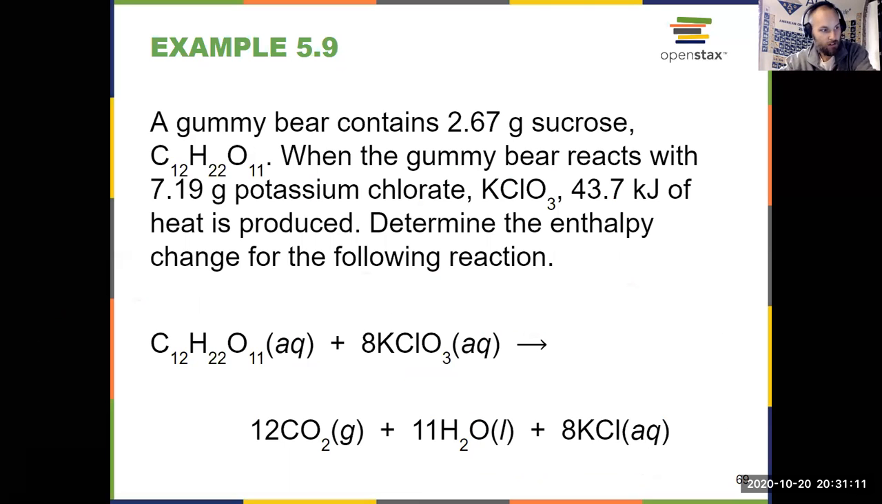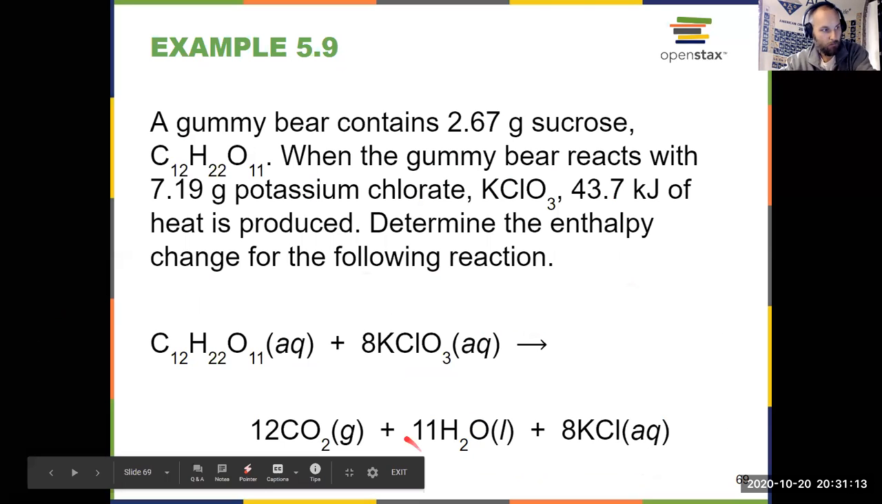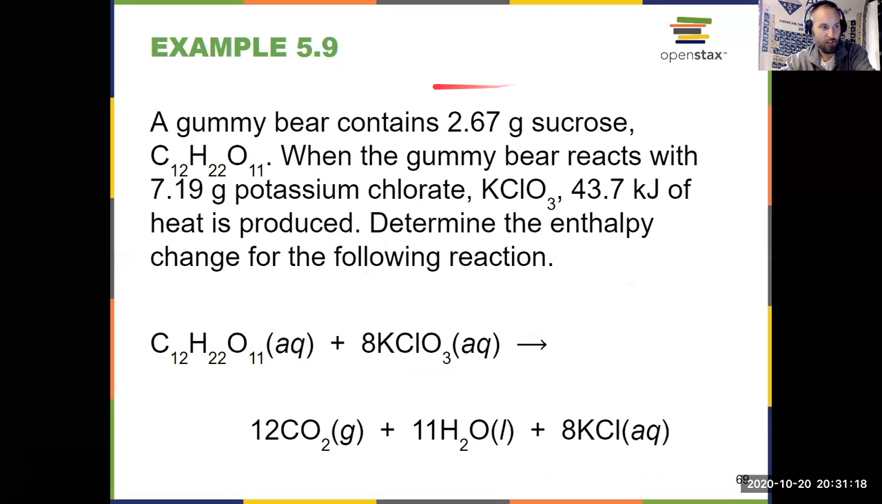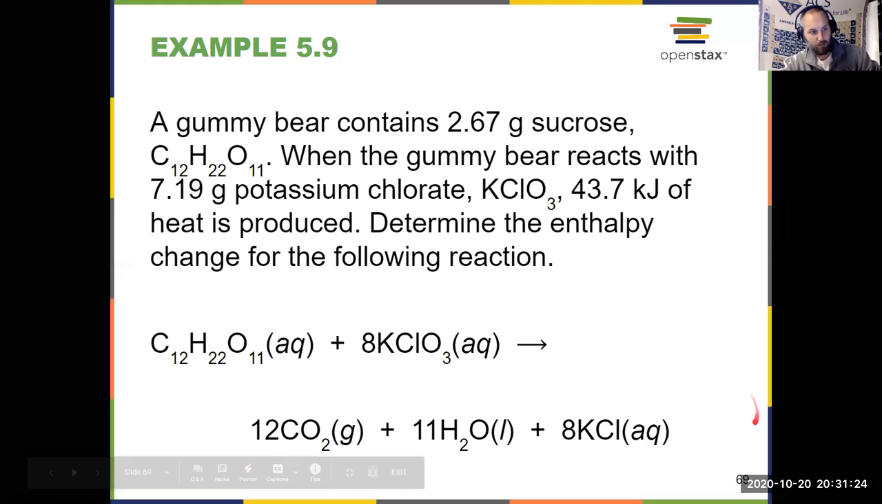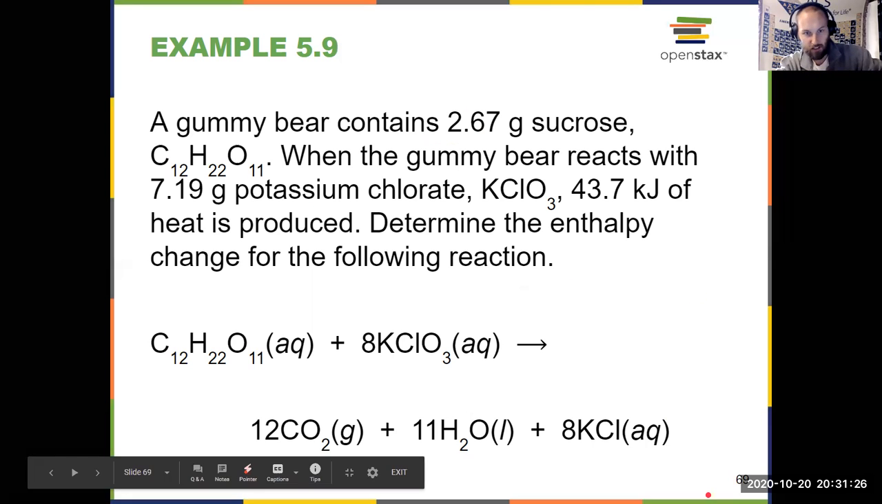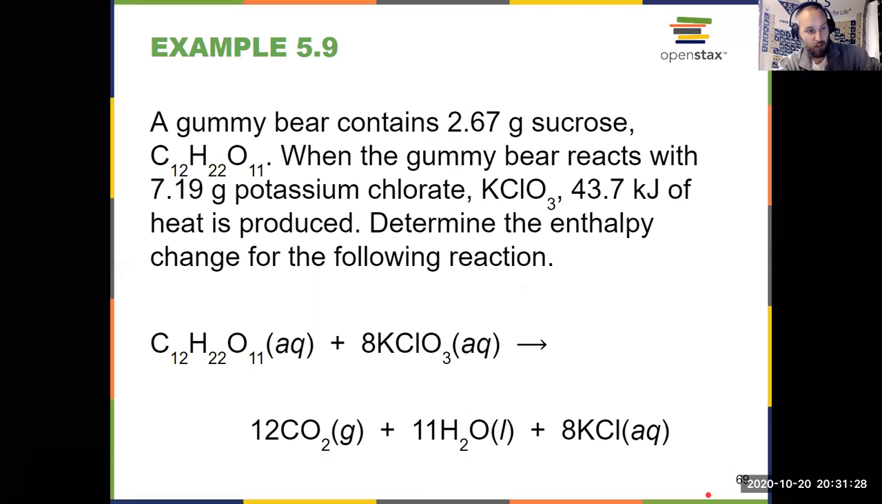Because this is a nice balanced reaction, okay? But 1 mole of sucrose does not correspond to 2.67 grams, which is why 2.67 grams makes 43.7. I need to do some math to find it for this reaction overall and give a thermochemical equation. This is a difficult problem. It ties together concepts from chapters 3, 4, and 5. So I recommend you pause the video and try it. See if you can get an answer.